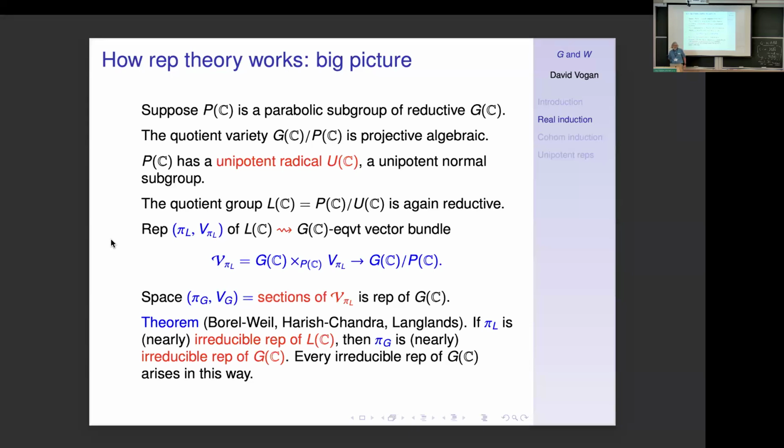And exactly what I mean by representations is, well, in this theorem, I might mean algebraic representations, but the theorem is also true if I mean quasi-simple representations.